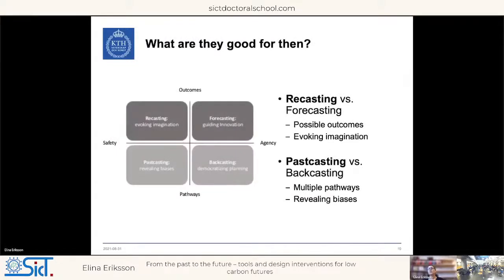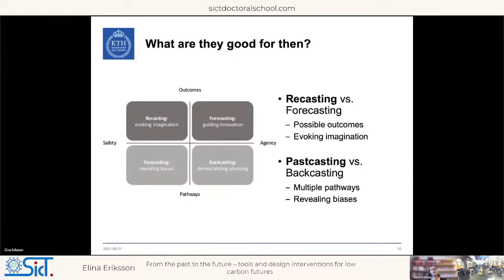So you might wonder, why the heck does she want to do this? Well, we think that there might be some benefits with working through problems in the past. When you're doing forecasting, that's good for guiding innovation. But if you do pastcasting, it's good for evoking your imagination. It might also make you see different possible outcomes, that we're not locked in, and that we actually have lots more possibilities than we can see.